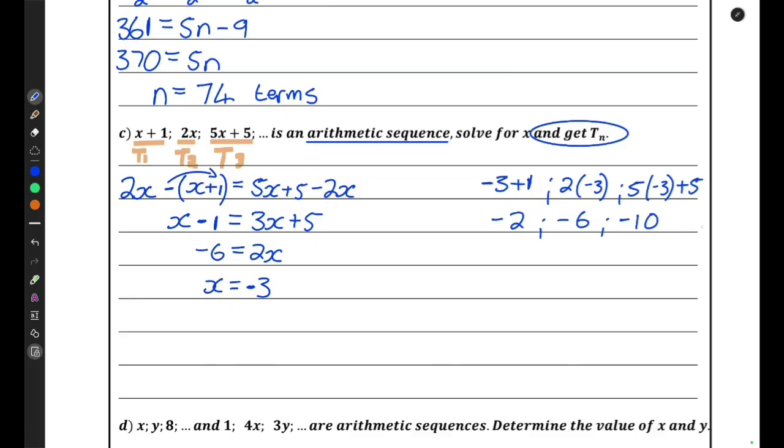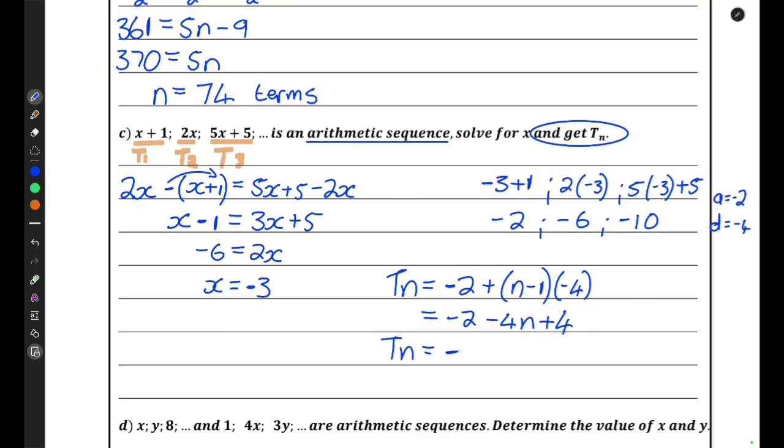So in this case, I know that A is equal to minus 2, and I know that D is equal to minus 4. So to get the Tn formula, Tn is equal to A plus (n minus 1)D, D is just minus 4. Final answer, Tn is equal to minus 4n plus 2.